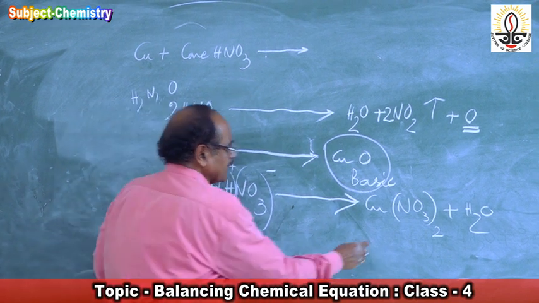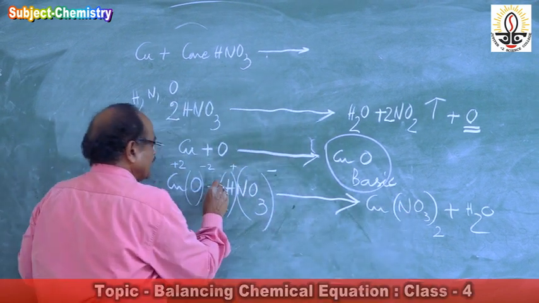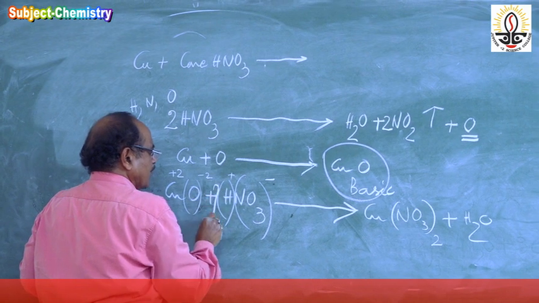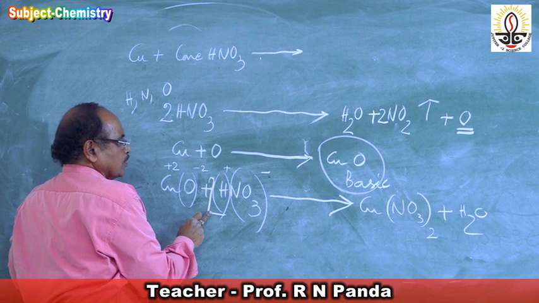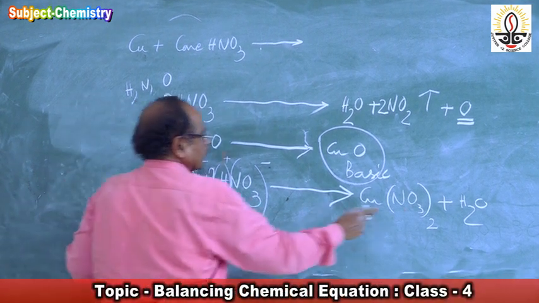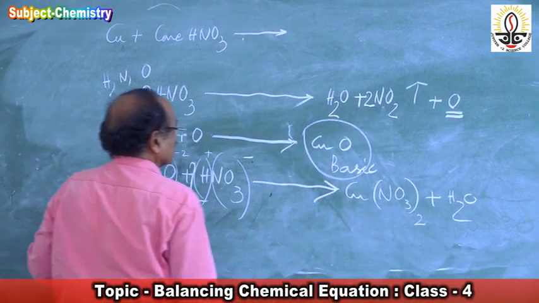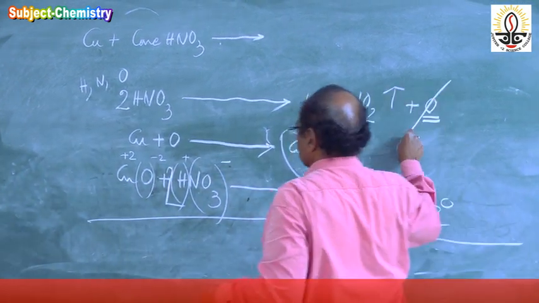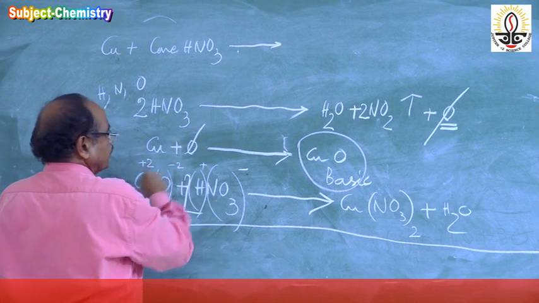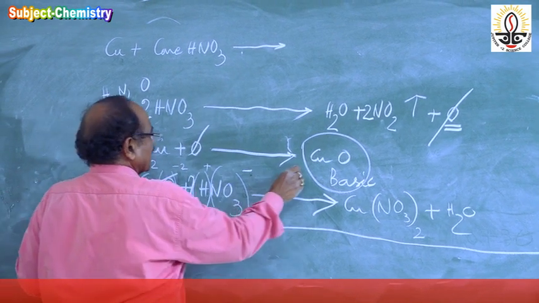So how many nitrate here? 2 nitrate. So we multiply this by 2. Here nitrate is 2, so multiply by 2. Balanced, so hydrogen 2, oxygen balanced. Now the reaction is over. So O cancels here. Copper oxide cancels.